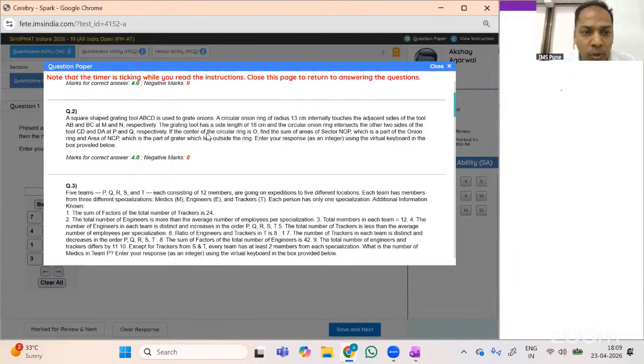Square-shaped grating tool ABCD is used to grate onions. A circular ring internally touches the adjacent sides of the tool, AB and BC.